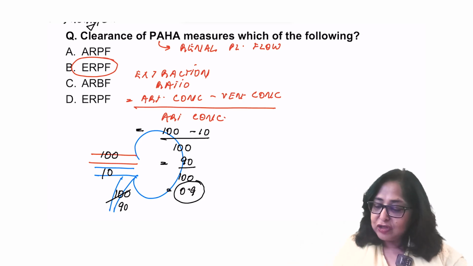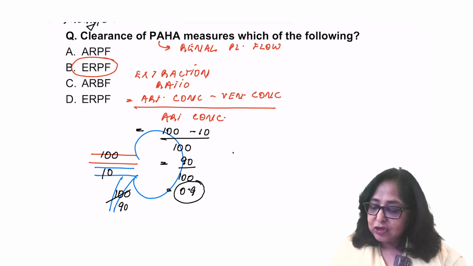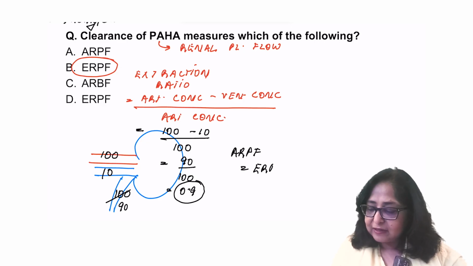So therefore, if I actually want the actual renal plasma flow, what can I do? I can take the effective renal plasma flow and divide it by 0.9. I will get the actual.